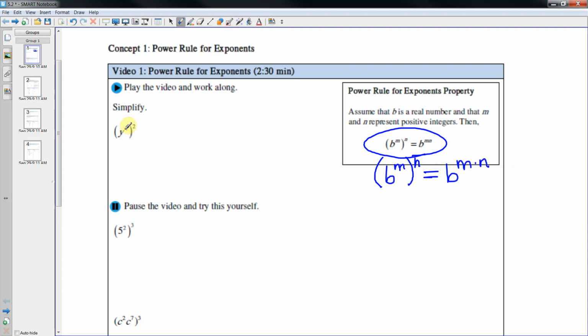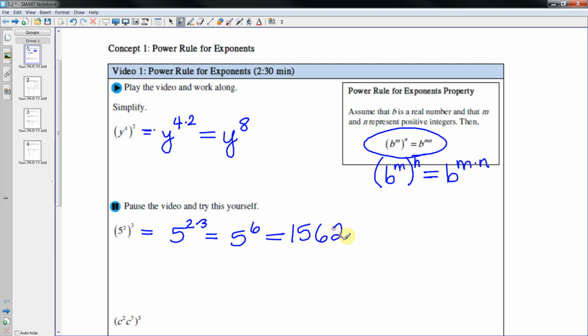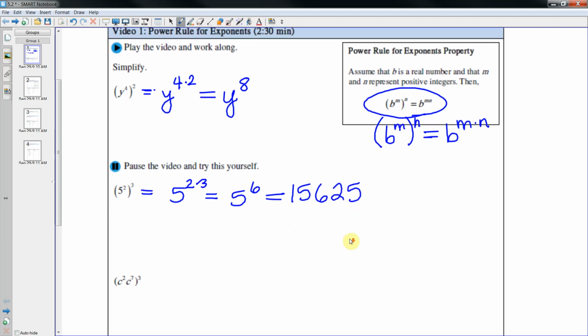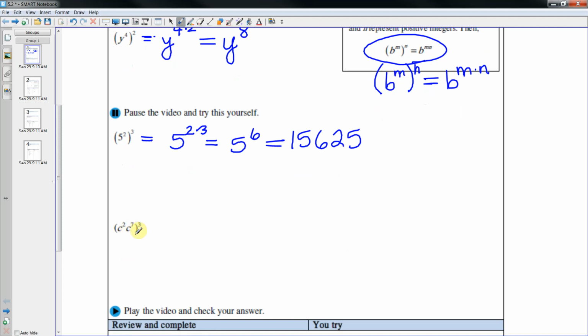So for example, if we've got y to the 4 raised to the 2 power, that would be y to the 4 times 2, which would be y to the 8. Okay? So now let's try another one. If we've got 5 squared and then raised to the 3rd power, that's 5 to the 2 times 3, which would be 5 to the 6th power. And if we want to work that out, that's something you could pull your calculator out for. 5 raised to the 6th power equals 15,625.